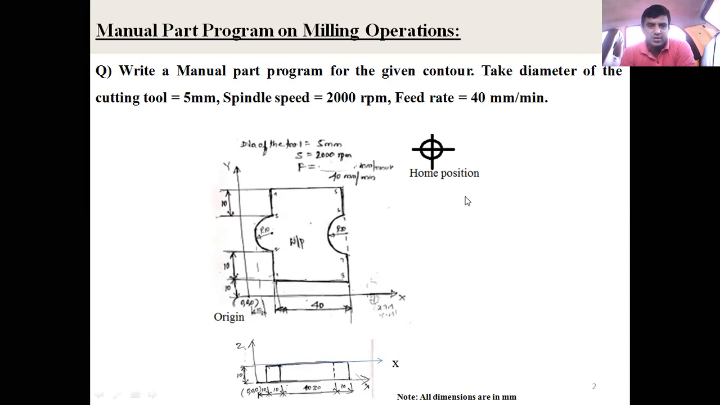We have to fix the home position, and before that we have to fix the origin of the workpiece. How to fix the origin? Take 10 mm from the bottom of the workpiece, and from the left side also take 10 mm. That becomes the raw material. Then fix the origin of the workpiece, which is x0, y0, z0. This is the front view. In the top view, this is the x-axis, and from the horizon, this is the z-axis.